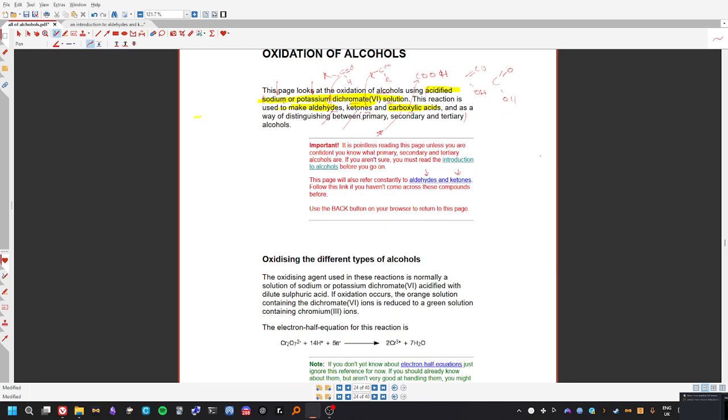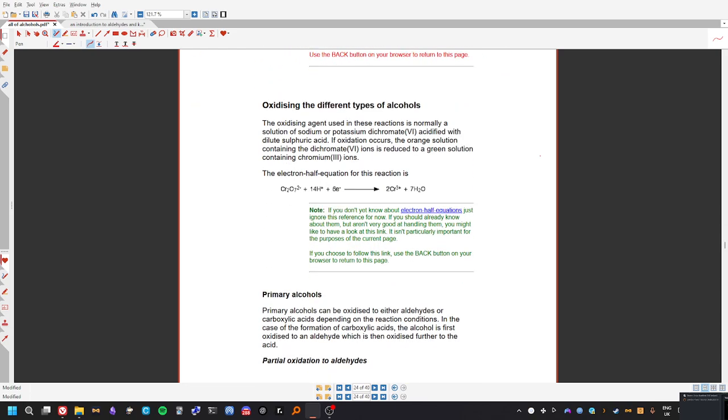And you're gonna be able to distinguish between primary, secondary, and tertiary alcohols using this oxidation method. When you have different types of oxidations of alcohols, your oxidizing agent is normally a solution of sodium or potassium dichromate, as we mentioned before, acidified with dilute sulfuric acid. It could be either phosphoric or sulfuric; in this case, it'll be sulfuric, and it'll be sodium or potassium dichromate, either one.